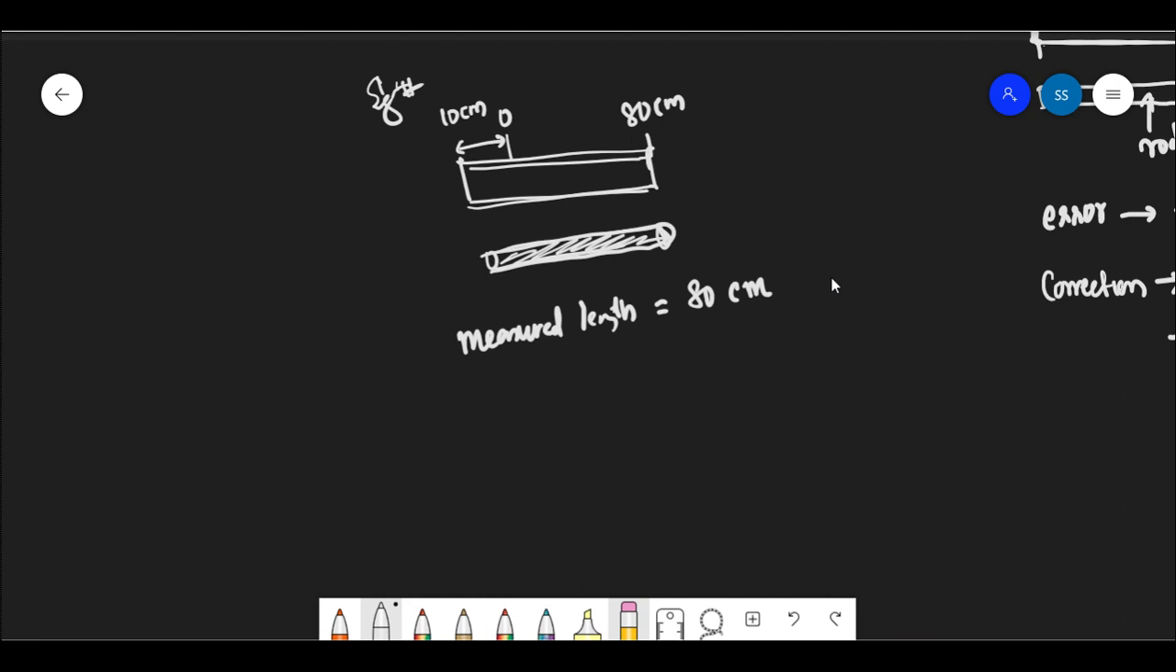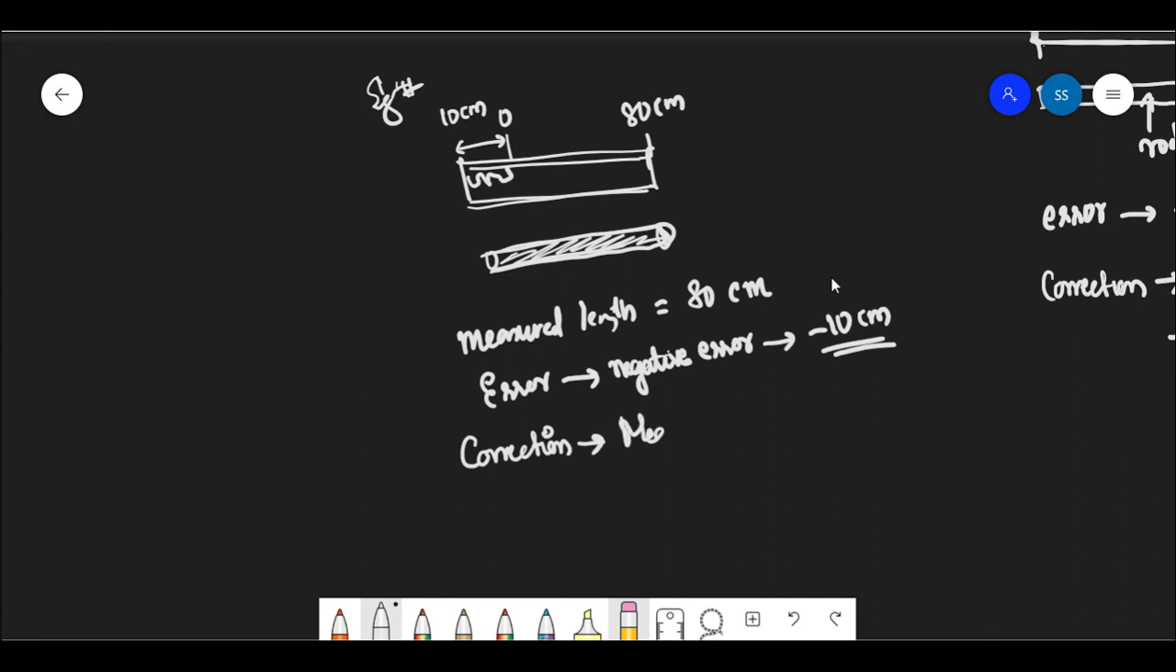No, that's not. Why? Because there is an error, right? What is that error? This error is what we call a negative error. So negative error means it's actually minus 10 centimeter, because an extra 10 centimeter is there, right? So when you do the correction, what do you get? The measured value plus the error will give you the answer.